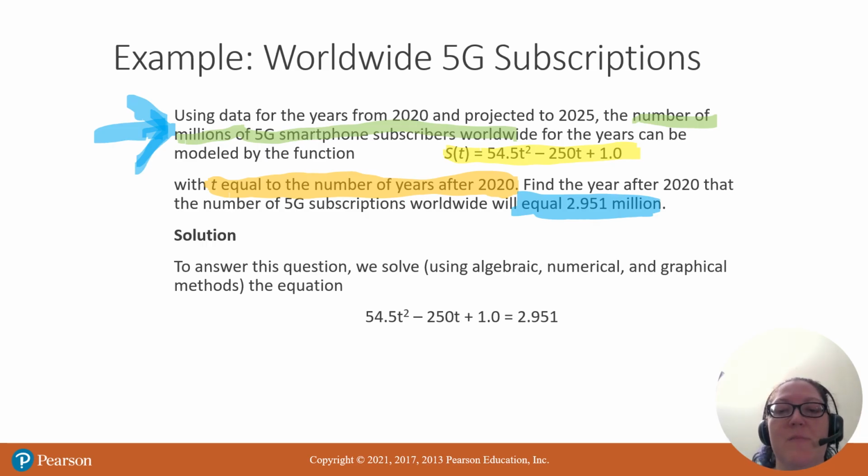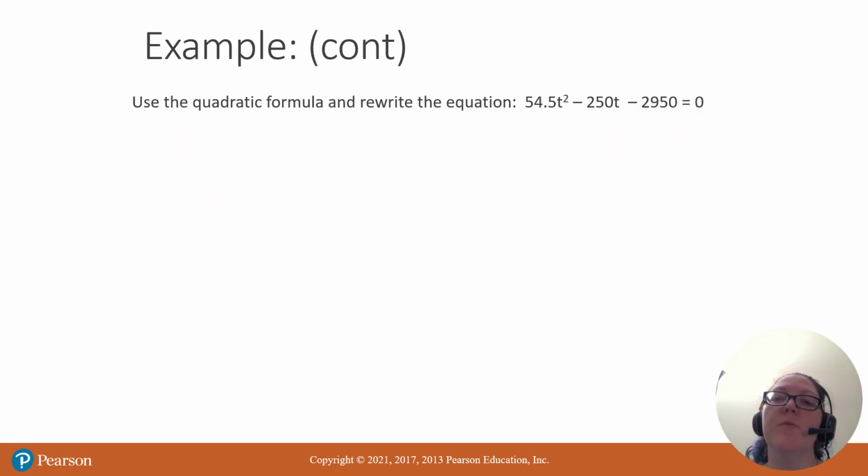Okay, so now that I've set them equal, I begin to notice that it looks oddly quadratic. And since it looks oddly quadratic, we can use the plethora of different methods that we've learned: algebraic, numeric, and graphical. So with this one, let's go ahead and solve it using the quadratic formula. Remind yourself that in order to use the quadratic formula, you've got to make one side equal to 0. If it doesn't equal 0, we need to do a little bit of work. So I've made one side equal 0 by subtracting 2.951 from both sides of the equation.